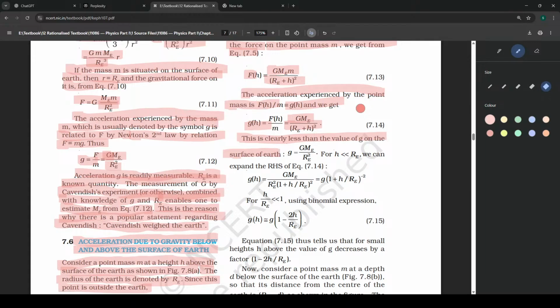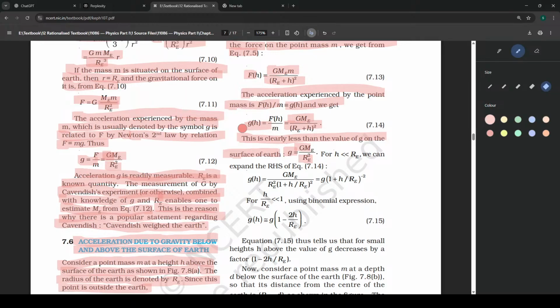That is because at a height h the value of g will be lesser than at the surface of Earth. The gravitational force is inversely proportional to the square of the distance. So as the distance increases, the force decreases, and as the force decreases, the acceleration due to gravity also decreases. We will get g of h equal to GM_e by (R_e + h) square, while g equals GM_e by R_e square.